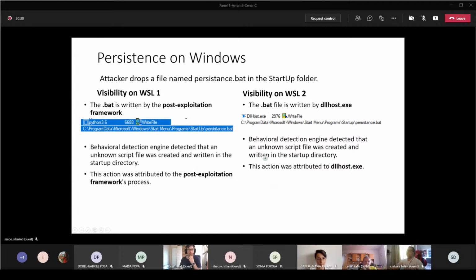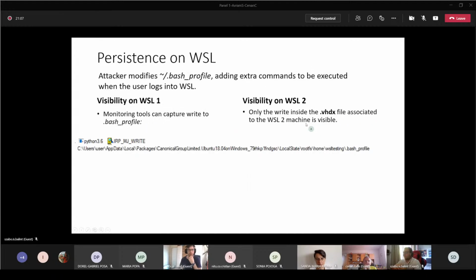Our next command is persistence on Windows. Here an attacker drops a persistent script in the startup folder, which allows the attacker to have access to the machine even after a reboot. In case of WSL1, this action is correctly attributed to the post-exploitation framework, and the behavioral detection engine flags this action as malicious. The same can be said of WSL2, but in case of WSL2, the action was attributed to dllhost.exe instead of the post-exploitation framework's process.